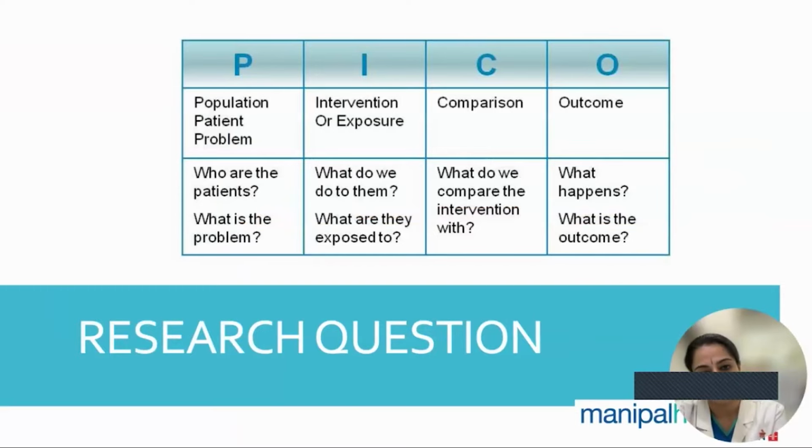The research question is usually presented in PICO format, where P is the population of patient and the problem. I is the intervention or exposure. Basically, what are you going to do with the patients and what are they exposed to? C is the comparison. What are you comparing the intervention with? And O is the outcome. What happens when you compare and what is the outcome you are getting?